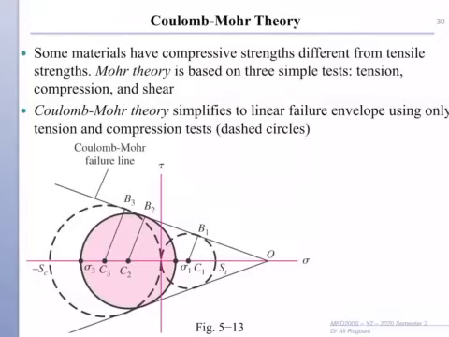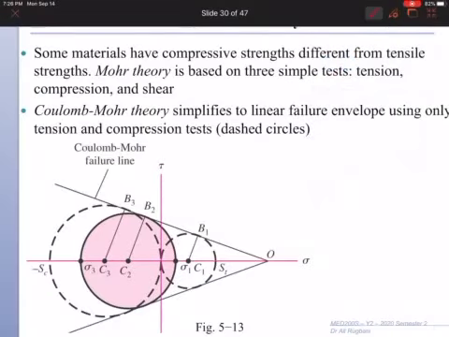Coulomb-Mohr theory is used with ductile material. In ductile material, we usually have one strength that is reported: one yield strength. That indicates that yield strength for tension is equal to yield strength for compression. And that's the case for most ductile material.